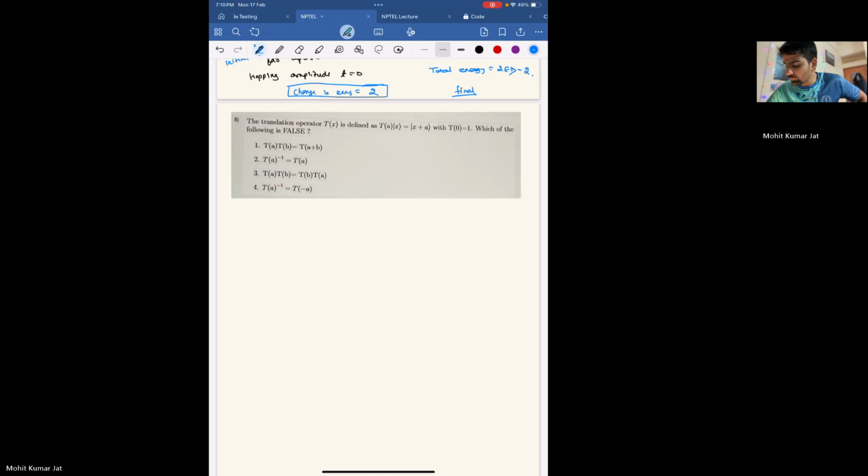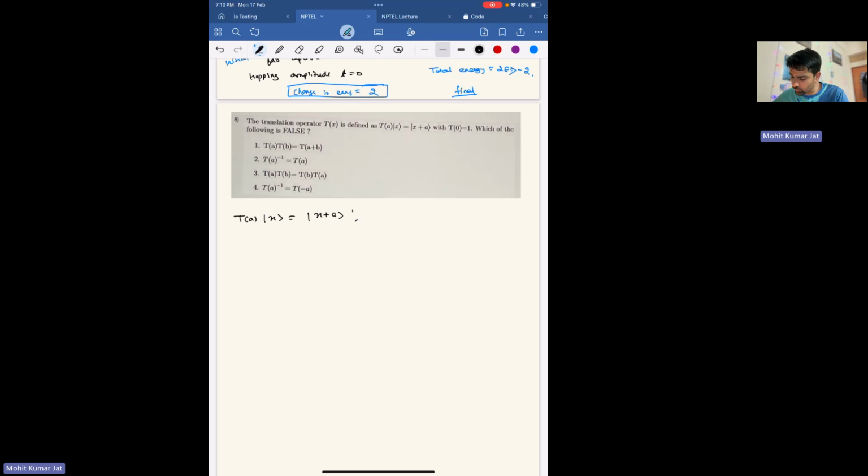Okay, fine. Now moving on to the next question, which is about the translation operator Tx. T is a translation operator which is defined as given in the question. If it gets operated on a state which is a function of position x, then it will translate the position to x plus a. That's what it means.